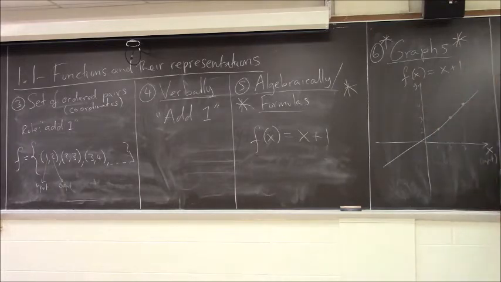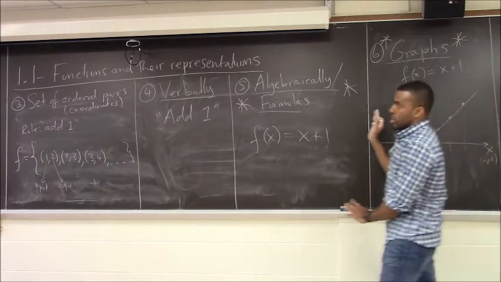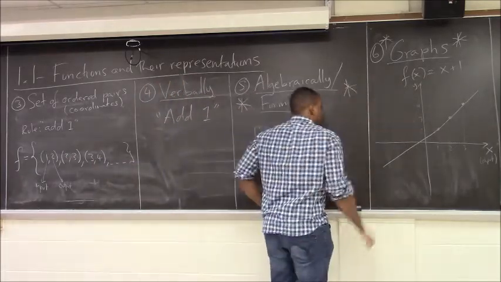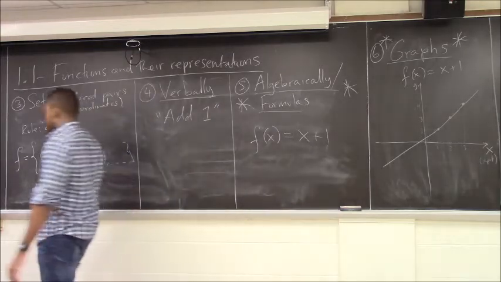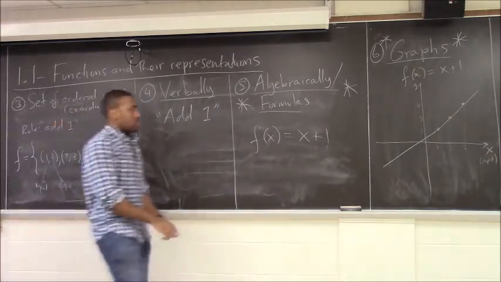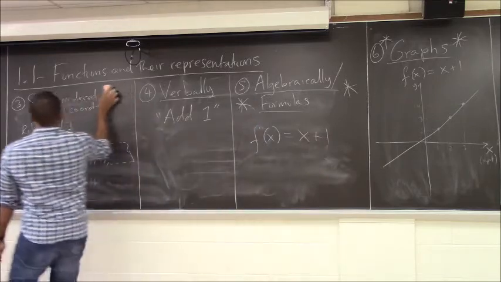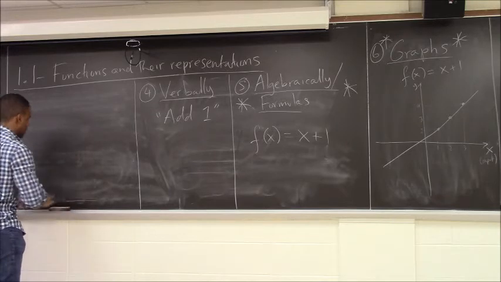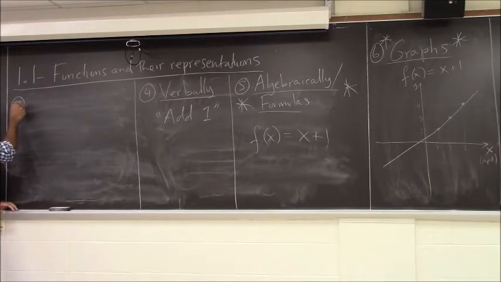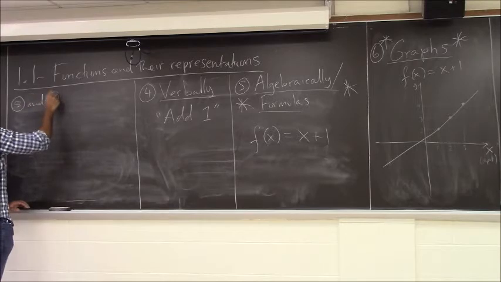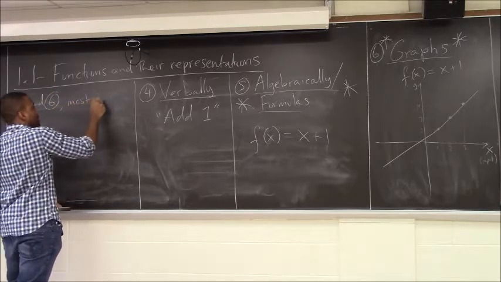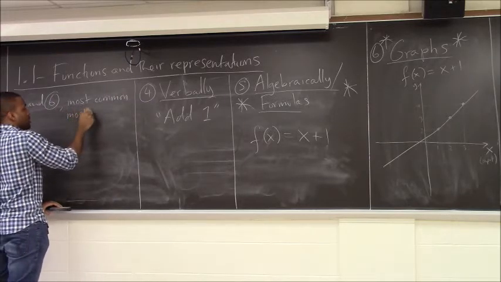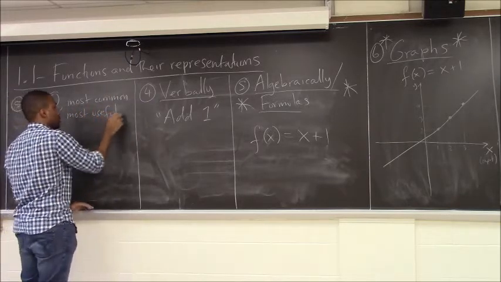So usually, if you're given a function described to you in any one of the previous 4 ways, your goal would be to rewrite it in one of these 2 ways to be able to answer a particular question. 5 and 6, most common, and most useful, usually.